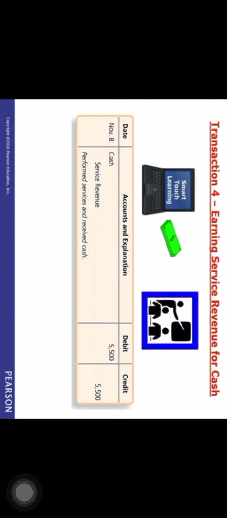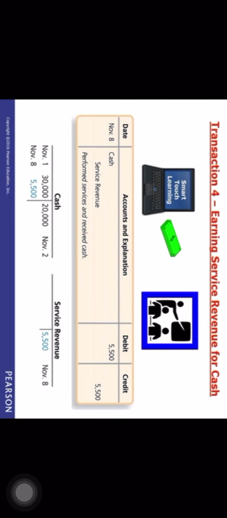And then once we do the journal entry, we update the general ledger by posting cash and increasing that account on the debit side, $5,500, and increasing our service revenue account on the credit side, $5,500.